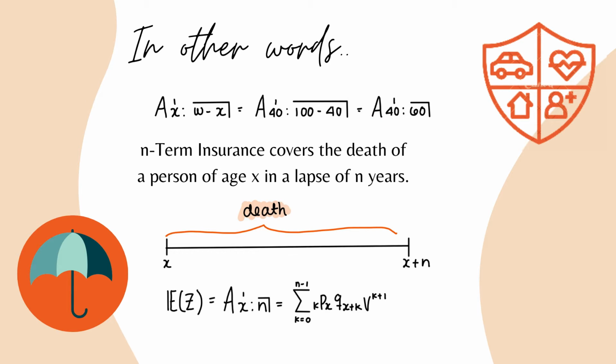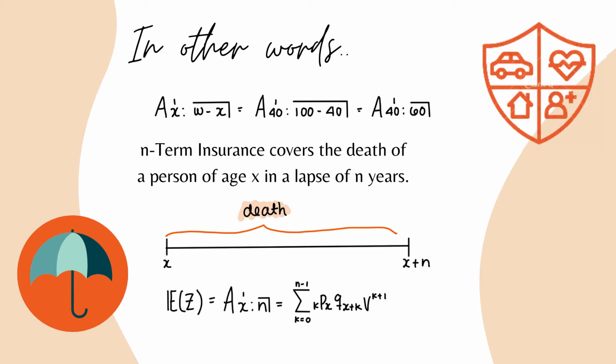For you to understand it better, remember that an n-year term life insurance covers the death of a person of age x in a lapse of n years. If this person dies within that time, which is between x and x plus n, the insurance company will indemnify the benefit at the end of the year of the death.